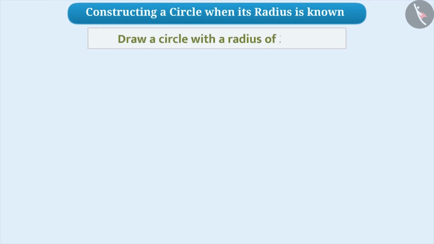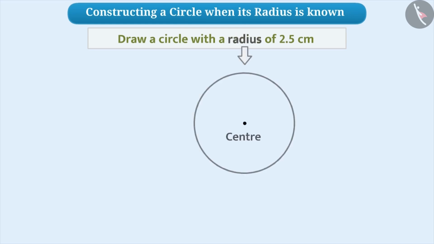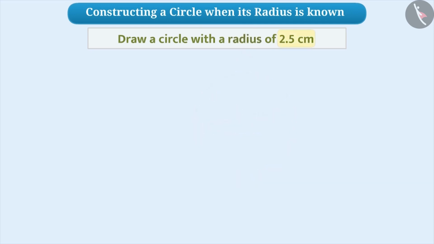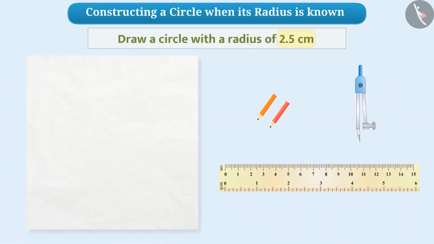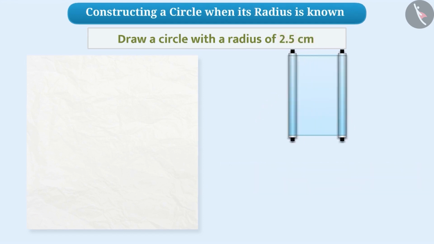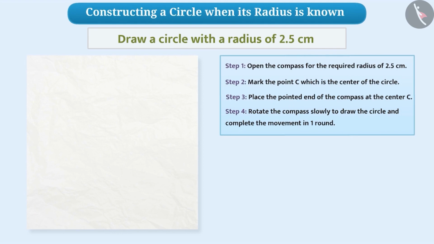Suppose we have to draw a circle with a radius of 2.5 centimeters. Here, the radius of the circle tells us that the distance of any point on the circle from the center will be 2.5 centimeters. To draw a circle using the measurement of the radius, we need a paper, 2 pencils, a ruler and a compass, etc. First, we will attach a pointed pencil to the compass. Now let's draw a circle using the following method.